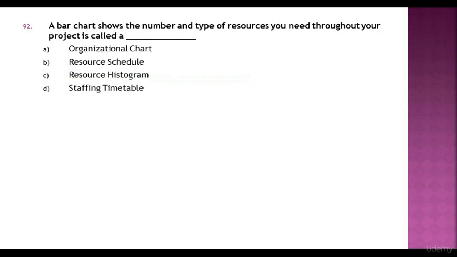Question 92. A bar chart shows the number and type of resources you need throughout your project is called a organizational chart, resource schedule, resource histogram, staffing timetable. Answer C is the correct choice. Resource histogram.